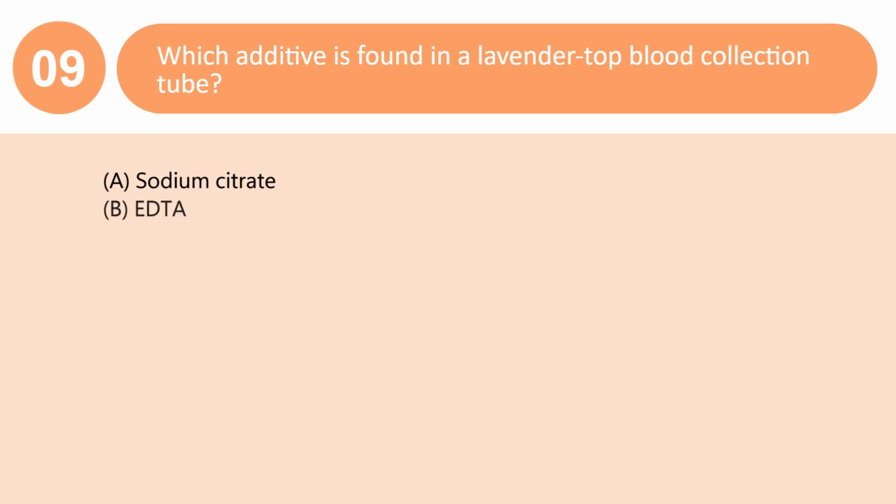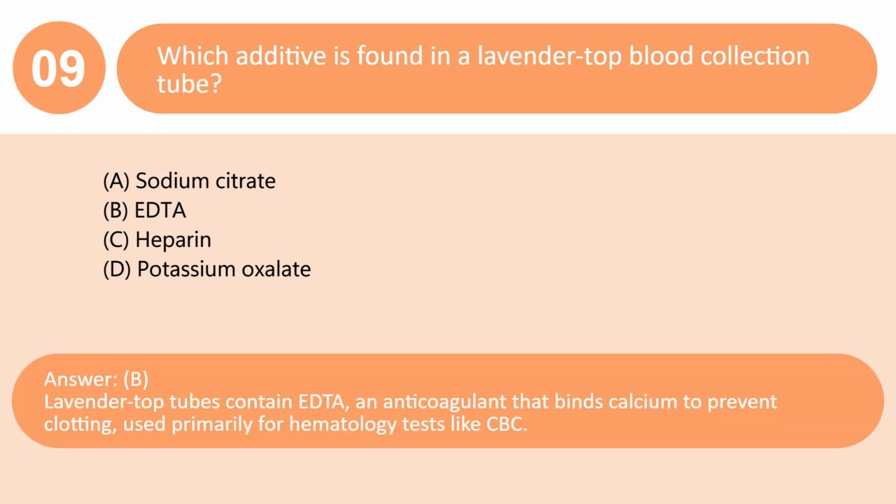Which additive is found in a lavender top blood collection tube? A. Sodium citrate. B. EDTA. C. Heparin. D. Potassium oxalate. Answer: B. Lavender top tubes contain EDTA, an anticoagulant that binds calcium to prevent clotting, used primarily for hematology tests like CBC.